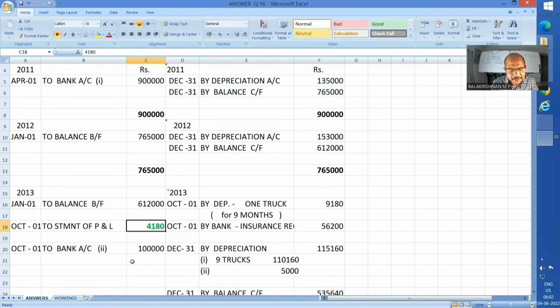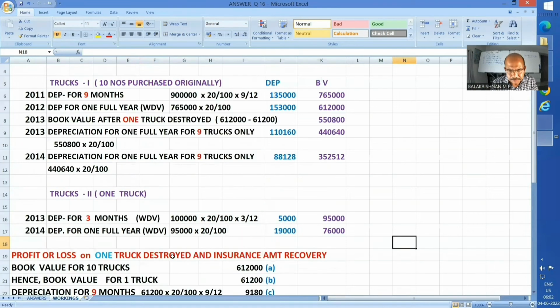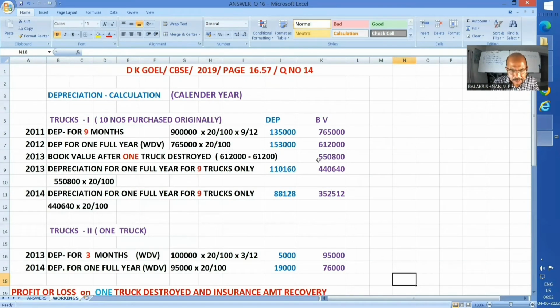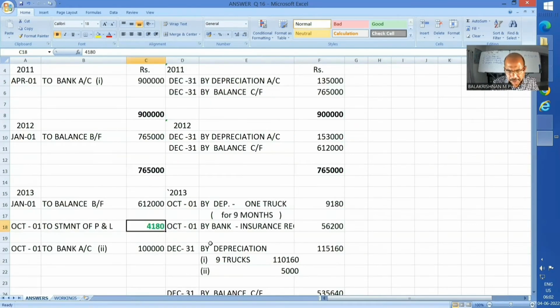Now, depreciation at the year end. How to calculate depreciation at the year end? Go to the working. In respect of the first one, how much is the depreciation? We had a book value of 6,12,000 at year beginning. Out of that, 61,200 book value was lost on account of one unit. Reduced. Balance book value is 5,50,800 at the year beginning. On that, 20% happens to be 1,10,160. So that I am showing here. In respect of 9 trucks, depreciation is 1,10,160.